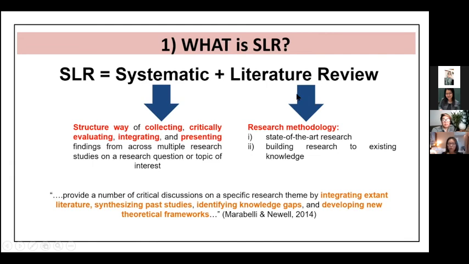For literature review, it is similar to a research methodology, a research methodology that addresses the state-of-the-art research. State-of-the-art research means the current state of the research. And also through this method, we can actually build research on existing knowledge. So this is what we mean by literature review.